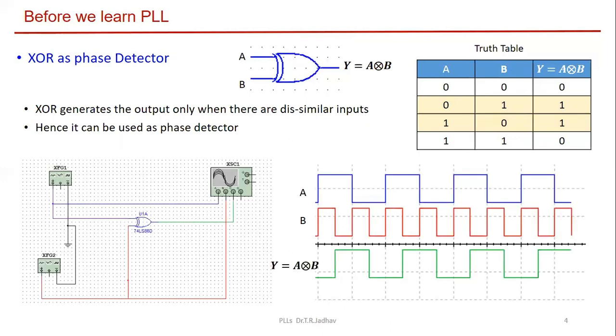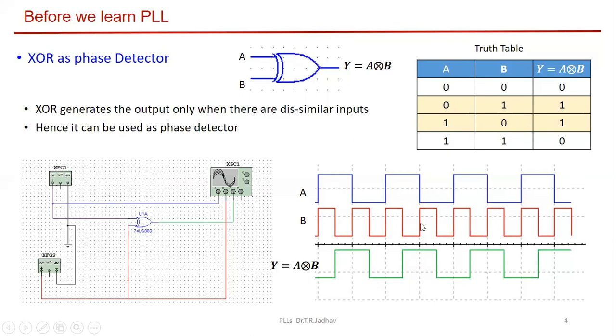So here is a simple circuit simulated in Multisim. The IC 7486, which is an XOR gate, is used here. Two function generators will provide input 1 and input 2. The blue input is input A from this function generator. The red input is input B from this function generator. And the output is shown in green color.